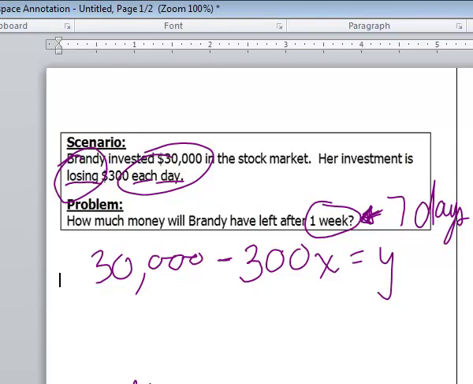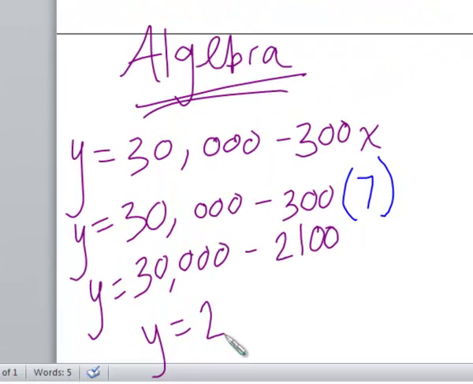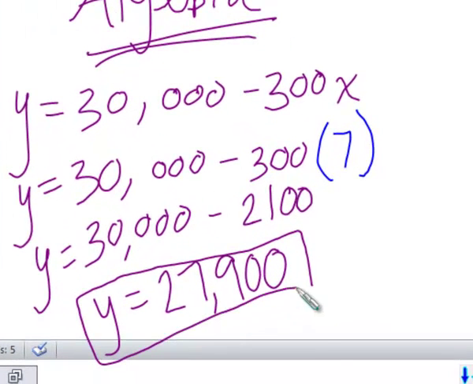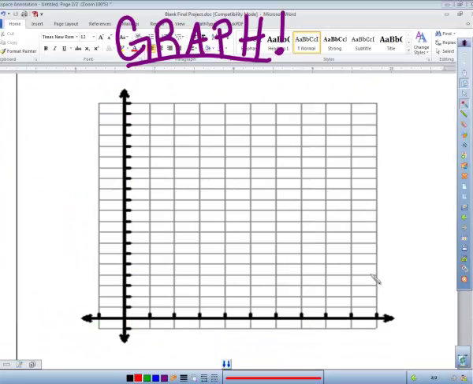So I have y equals 27,900. That is my final answer. Alright, so the next part is going to be the graph. This is just a much more enlarged version of the exact same graph.